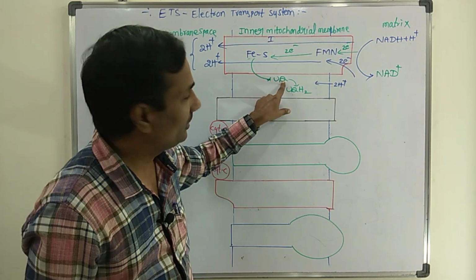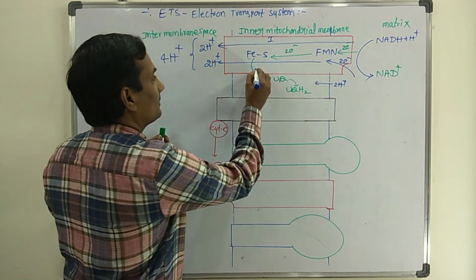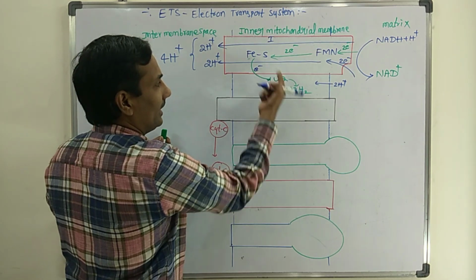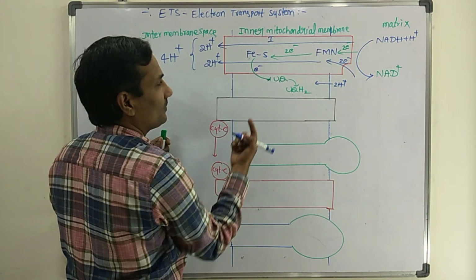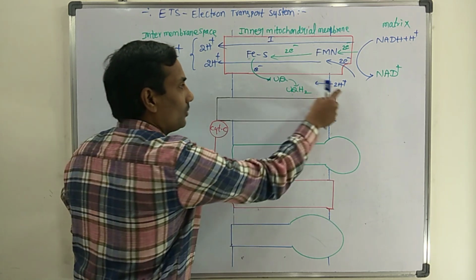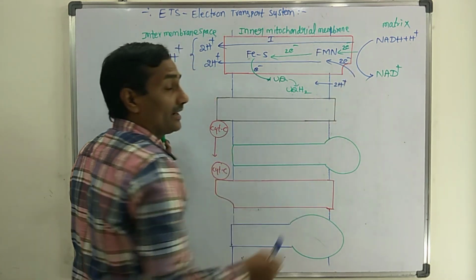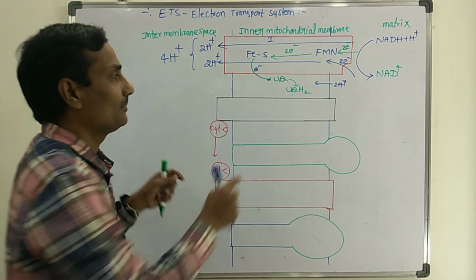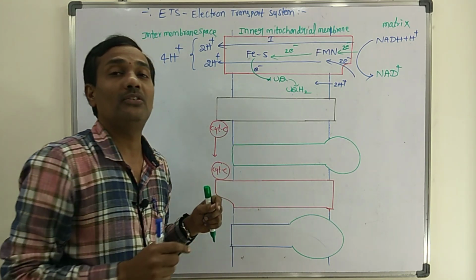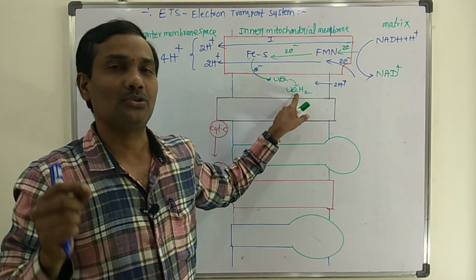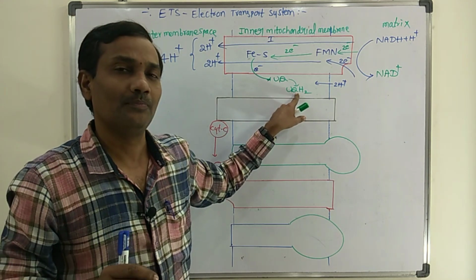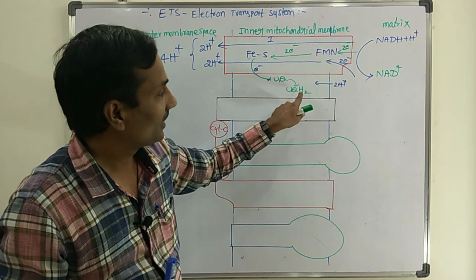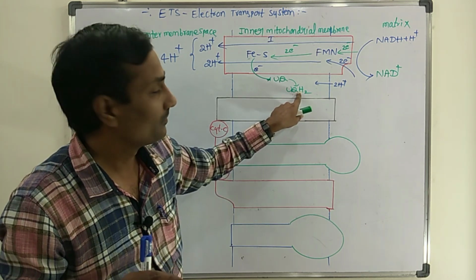So ubiquinone takes 2 electrons from iron sulfur protein and 2 protons from the matrix of the mitochondrion. Then 2 protons and 2 electrons are accepted by ubiquinone, and it is reduced to UQH2. Reduced ubiquinone is called ubiquinol. Now ubiquinol is formed here.